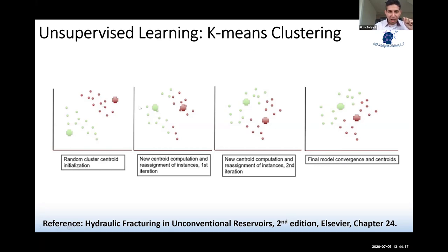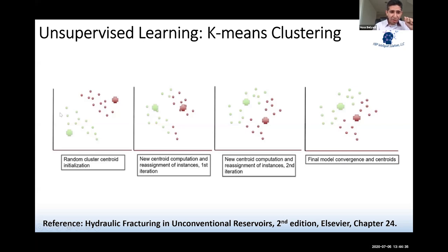It's a pretty simple process. All you have to do is initialize the centroids, measure the distance from each data point to each centroid, and assign these instances to that centroid and these instances to this centroid because the distance is closer, okay?